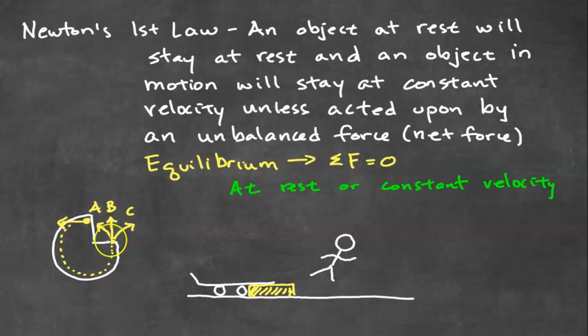The answer is B. And the reason it's B is because at this point right here, before it leaves the plate, it's going in that direction. So once the wall's not there, it's going to keep going. It's not going to go A because the wall's not pushing it towards the center here. And it's not going to go C because there's no force pushing it that way.